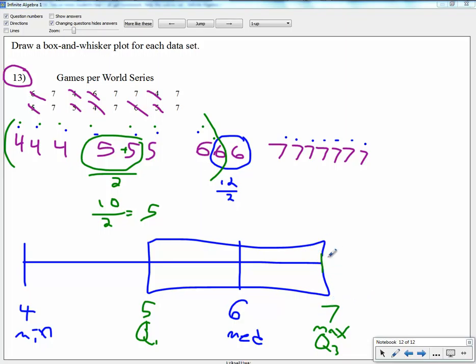I guess that'd be the way it looks. I'm not sure. I mean, I guess we could. I don't know. Yeah, that's how it should look right there. Okay, let's take a look at the next one.